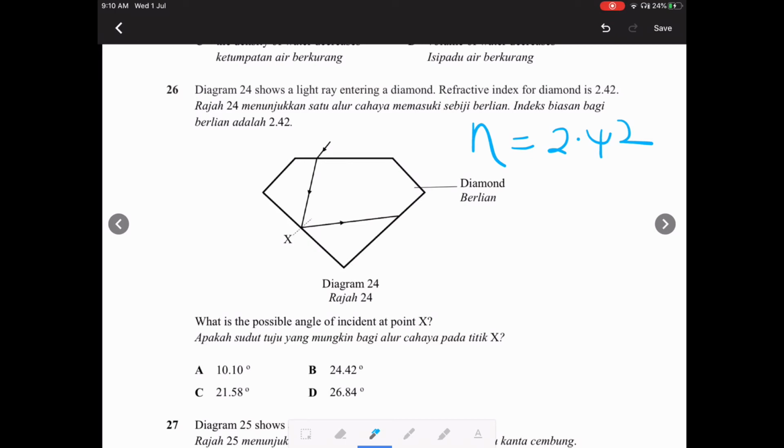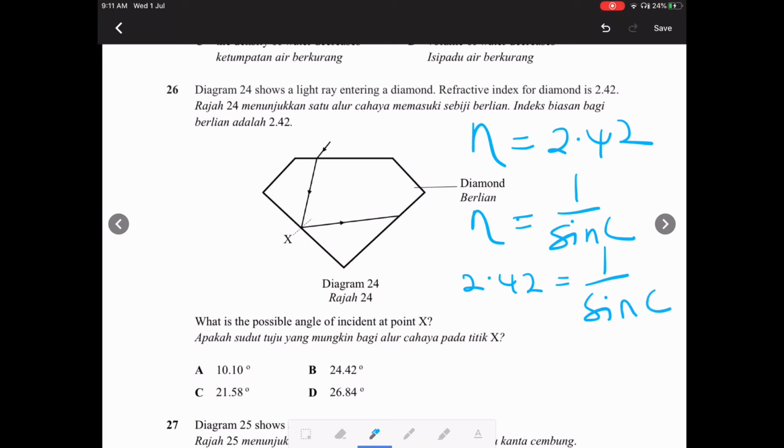Okay, so refractive index kita kena cari dia punya critical angle dulu. So, nak cari critical angle, refractive index adalah sama dengan 1/sin C. So, refractive index dia 2.42. So, kita boleh cari C berapa. Okay, so kira you akan dapat nilai C dia.